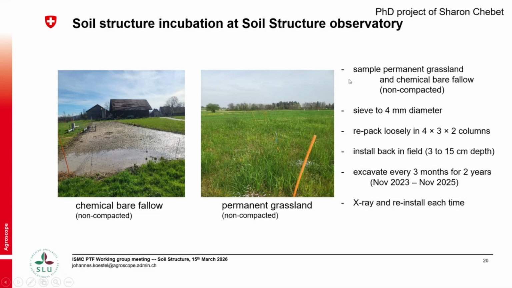Again, soil was sampled, sieved to 4 millimeter in diameter, and repacked loosely. There are 3 blocks in these experiments, and in each block we had 4 replicates. That means per block we had 4 pseudo-replicates, and basically 12 pseudo-replicates per treatment. These soil columns were excavated every 3 months for 2 years, from November 2023 to November 2025. They were always X-rayed and then reinstalled into the soil again.